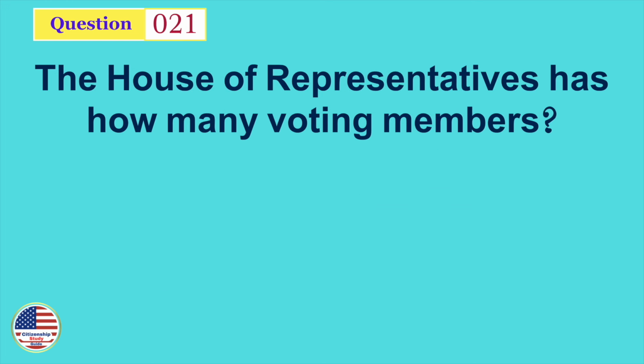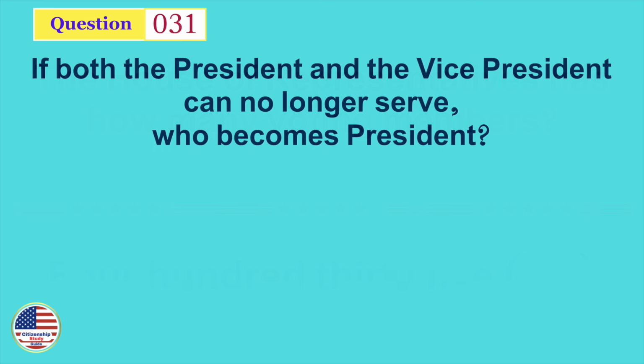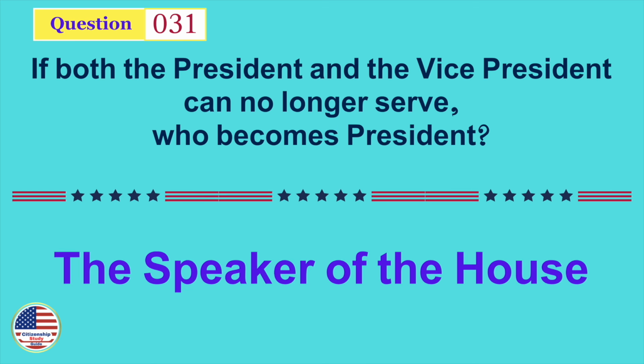The House of Representatives has how many voting members? 435. If both the president and the vice president can no longer serve, who becomes president? The Speaker of the House.